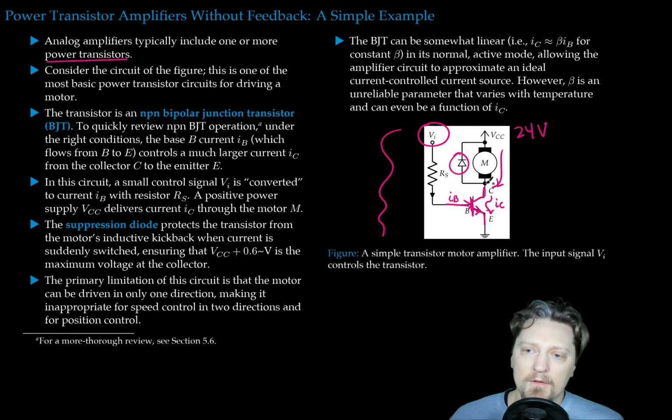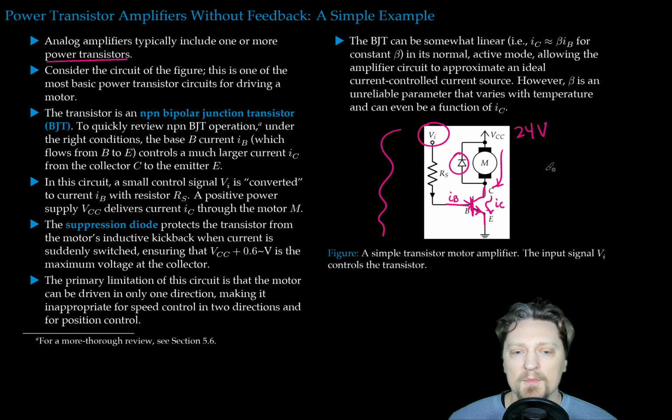So if we do suddenly change the current, we get a large voltage spike, and we will bleed off that voltage by the suppression diode turning on. The primary limitation of this circuit is that the motor can be driven in only one direction, making it inappropriate for speed control in two directions and for position control.